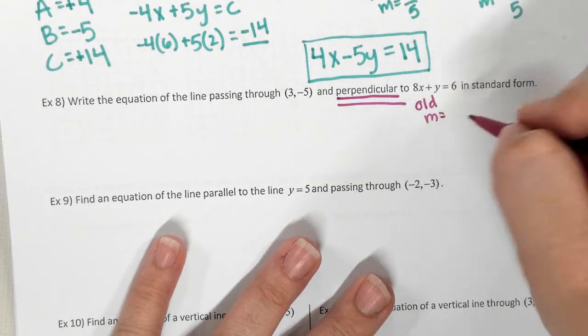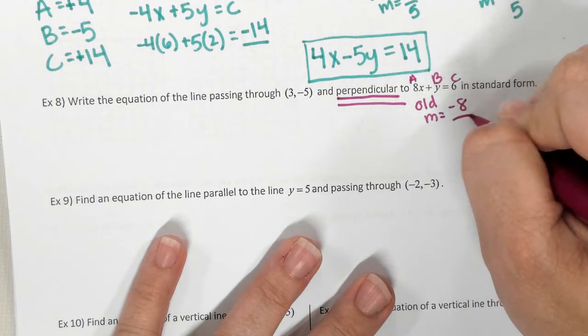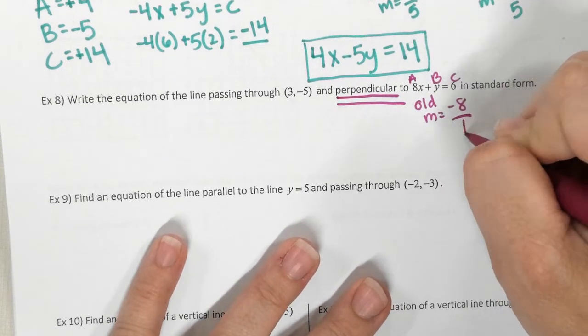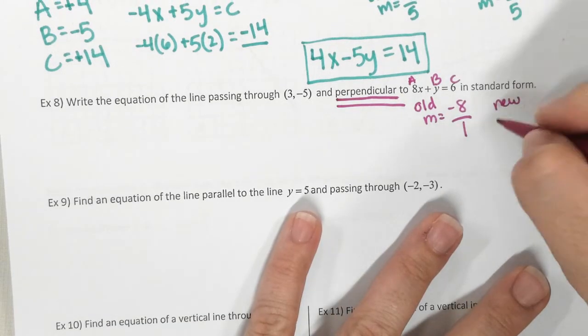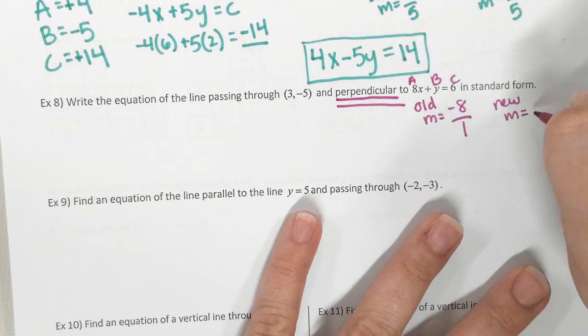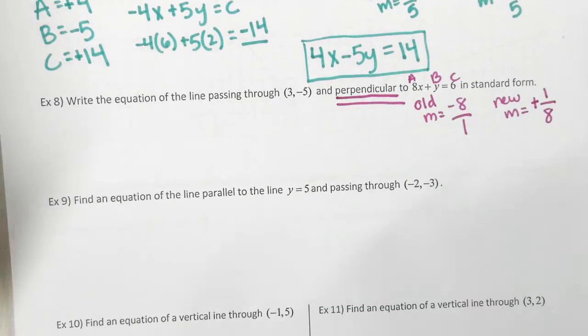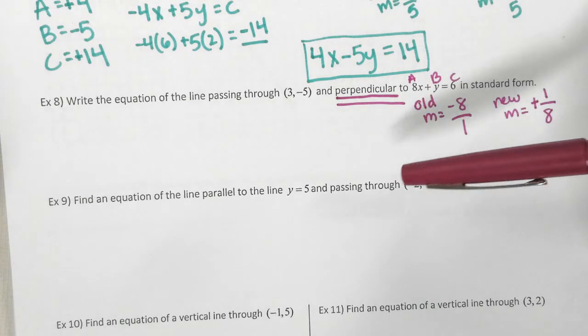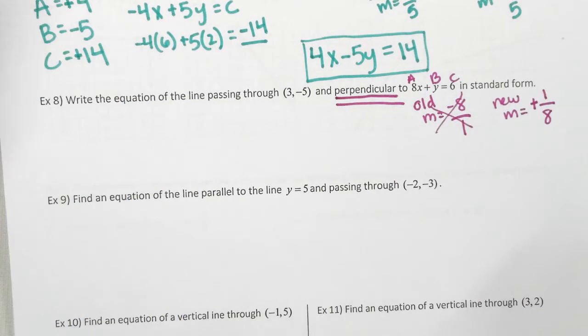Well, what's the opposite of A? -8. -8 over B? Just 1. So my new slope, being perpendicular, what was the opposite of negative? 8 positive. Positive, and what would this be flipped? 1 over 8. It has to be positive, because that one's negative. There's my slope. So if you don't want to confuse yourself, you can cross off that other one. If that doesn't confuse you, you can keep it.